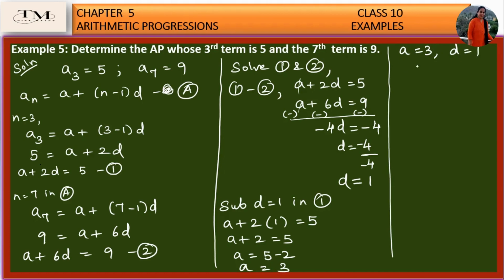So A is equal to 3 means the first term is 3. So for the next term, we have to add 1 to the previous term, because D is equal to 1. So 3 plus 1 is 4. So the next term will be 4 plus 1, which is 5. The next term will be 5 plus 1, which is 6. So this is the arithmetic progression, that is 3, 4, 5, 6 is the arithmetic progression.